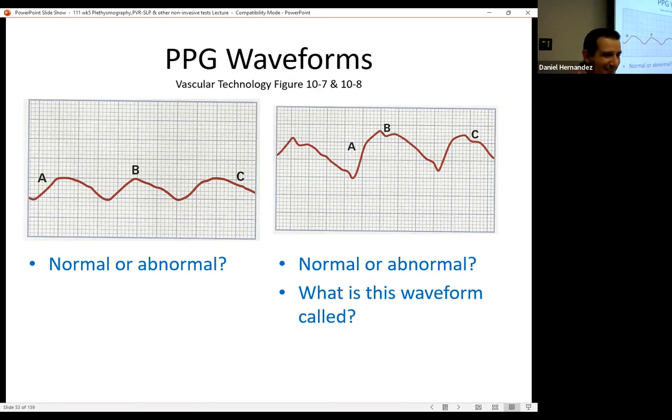But the graph on the right, the Doppler waveform on the right, would be Raynaud's disease, right? Primary Raynaud's disease. Okay. So now it's peaked. Yeah, peaked, yep. Okay.